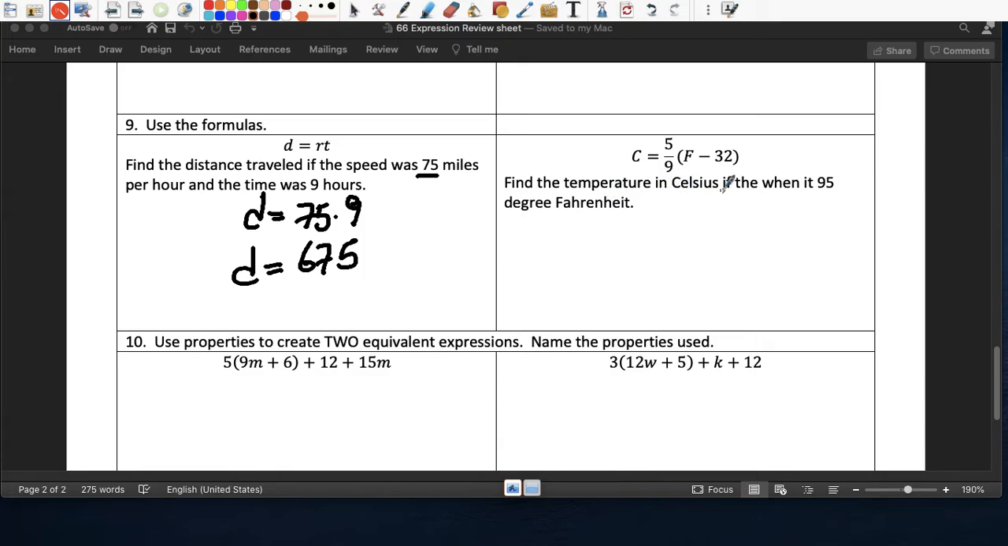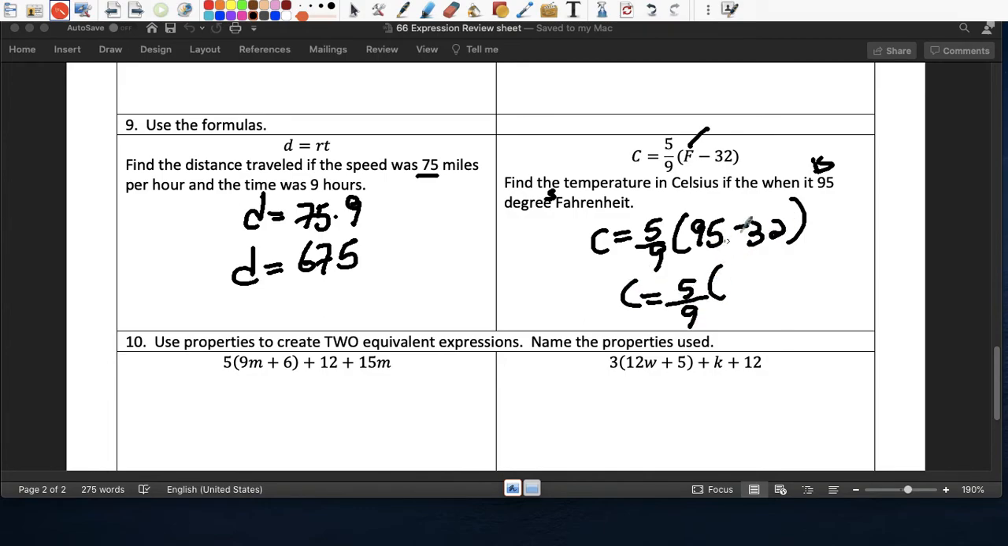Here, find the temperature in Celsius when it is 95 degrees Fahrenheit. Okay, so we're going to write C equals 5 over 9, and F here is 95. So we're going to change F for 95. So C equals 5 over 9, and we're going to do subtraction, right? Parentheses, 95 minus 32, me sale 63. So you can take your calculator and multiply, don't forget, 5 over 9 times 63, and we get 35.